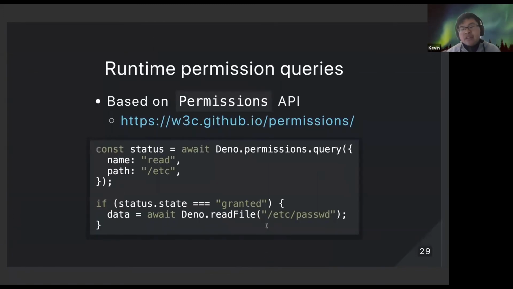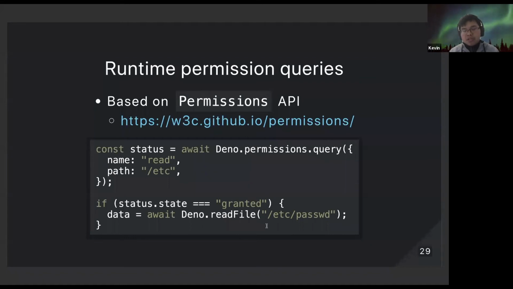So besides having these permission related flags when you're specifying in the command line, we also have runtime permission queries. Because, for example, when you're trying to write or read a file in the scripts, you might not be able to know the exact path of this file beforehand. So it might only be determined during runtime, or if there's some kind of I/O based on user input.